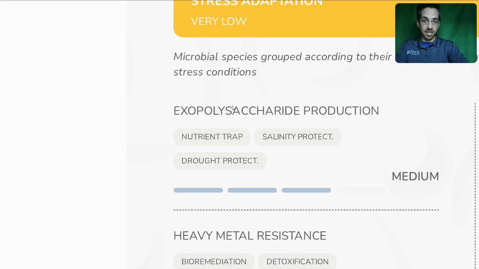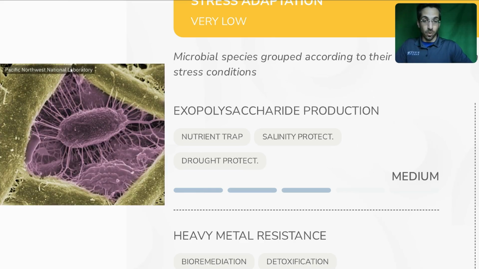Exo means outside the cell, poly means it's a chain of, saccharide means sugars. This is just a chain of sugars that the microbes put outside the cell. What's the importance of that? They hold a lot of water. They produce kind of a protective zone that is soupy, that is sticky.